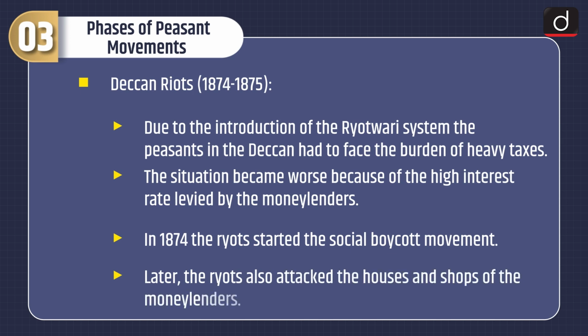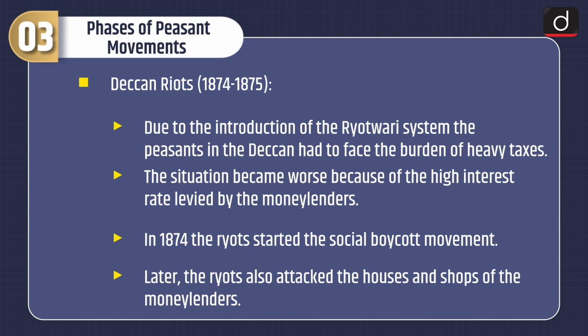Due to the introduction of the Raiyatwari system, the peasants in the Deccan had to face the burden of heavy taxes. The situation became worse because of the high interest rates levied by the moneylenders. In 1874, the riots started the social boycott movement.